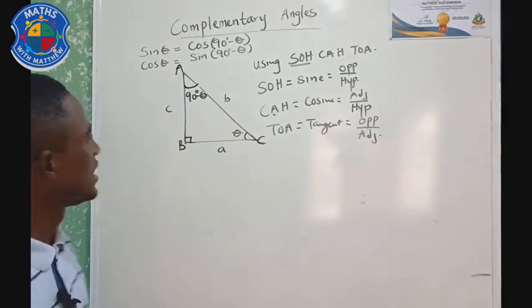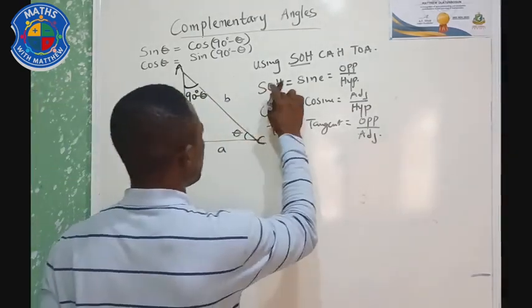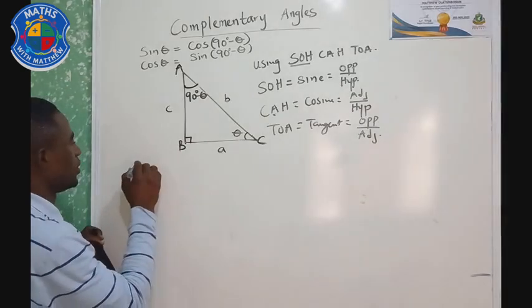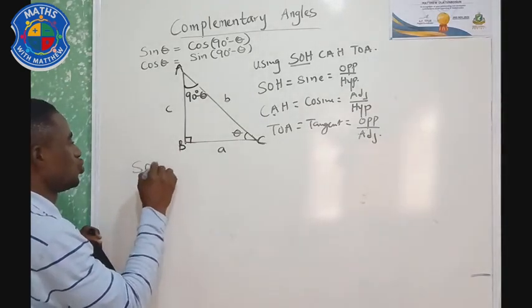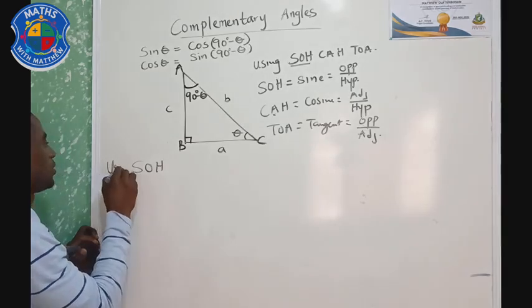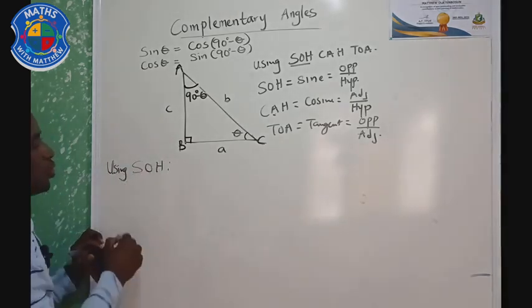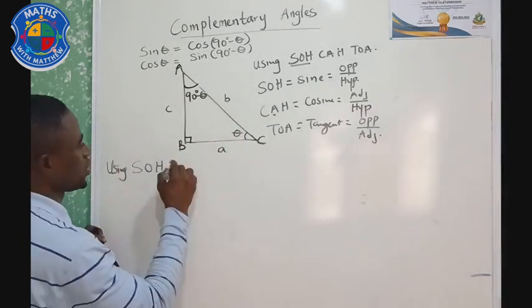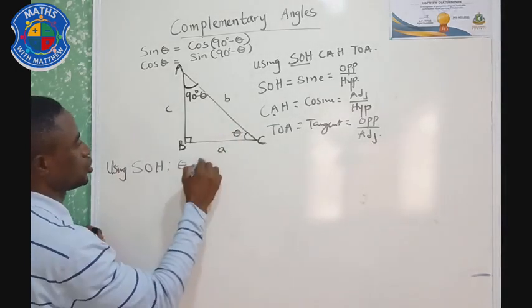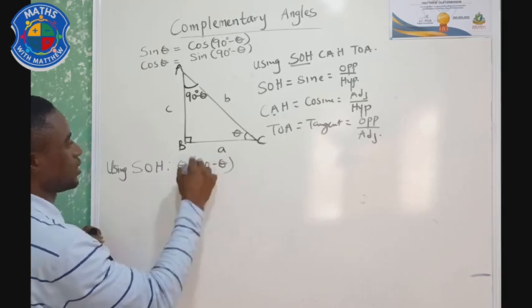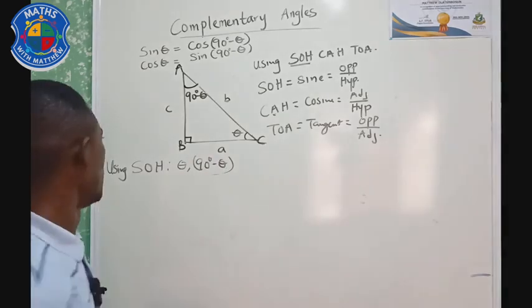Now, let's take it one after the other. Let's look for sine first. Let's go for our sine. We want to use SO now. So what do we want to find here? We want to use theta and we want to use 90 minus theta. Are you with me? So let's go there.